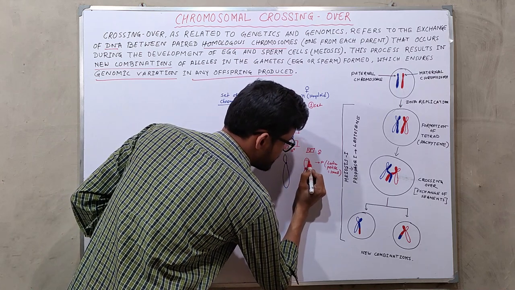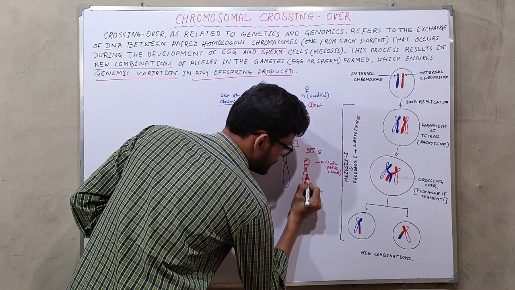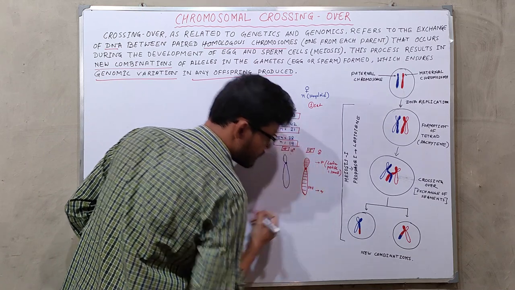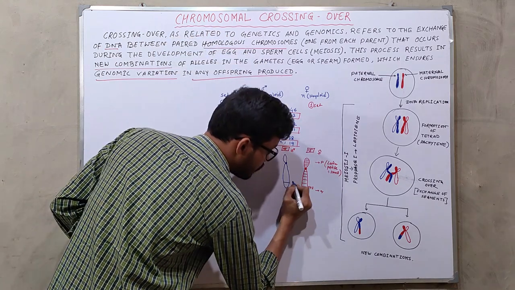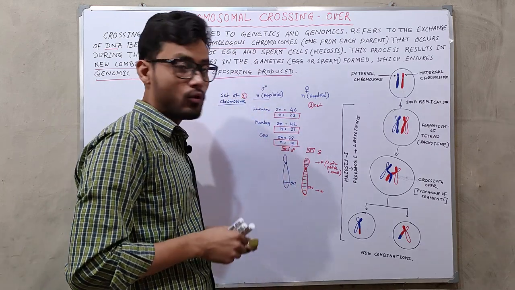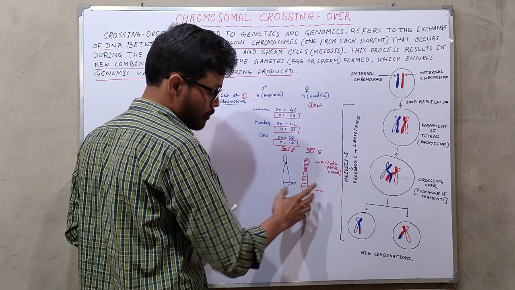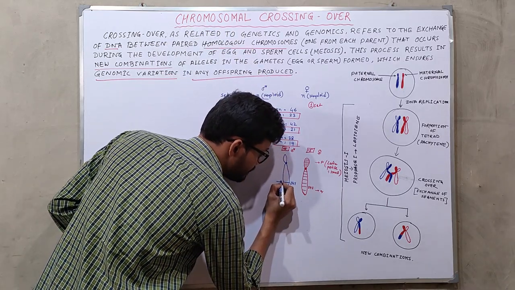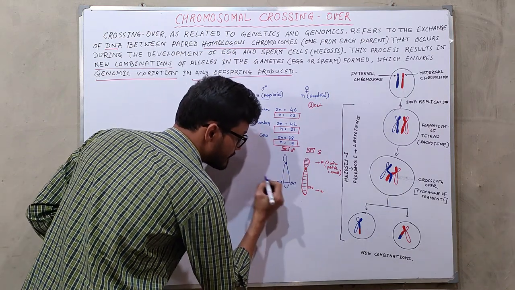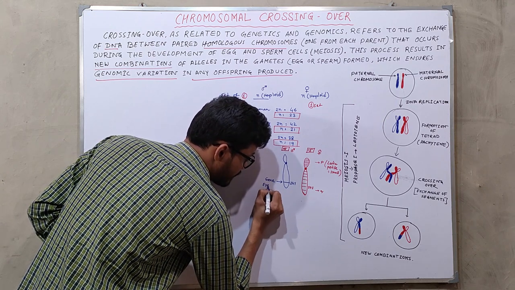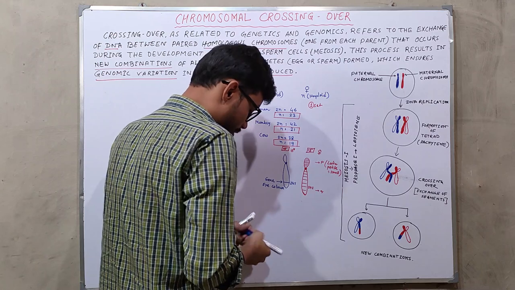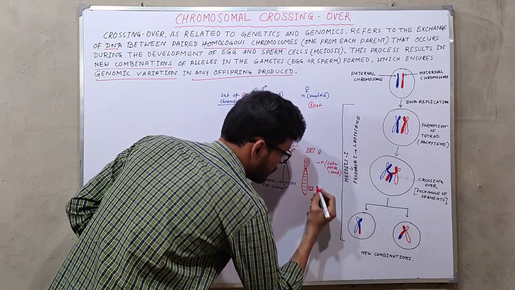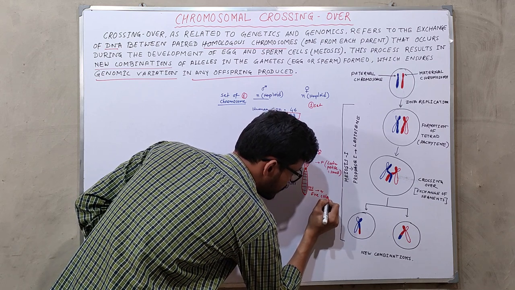This chromosome has several regions and this chromosome also has several regions. Let's assume these are the regions of the chromosome, and let's assume one position, the 24.1 position. If the maternal chromosome has a 24.1 locus, the paternal chromosome also has a 24.1 locus. If we assume this locus of the particular chromosome is for a particular gene, for example, let's assume this 24.1 locus has a gene which encodes for eye color. Similarly, this 24.1 region of the mother's chromosome also encodes for eye color.